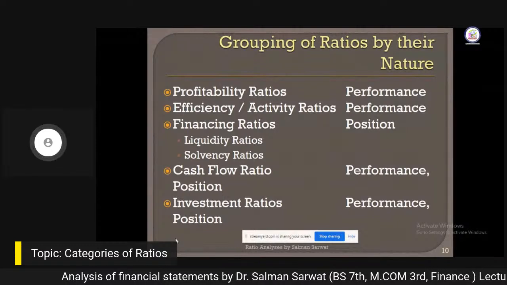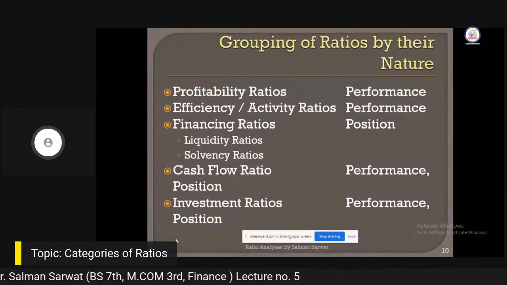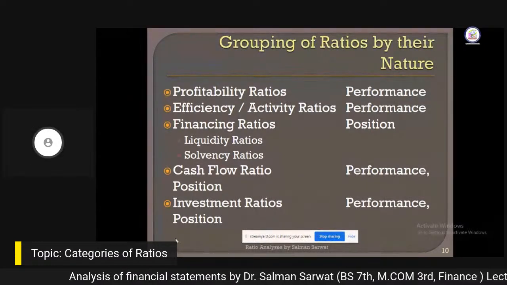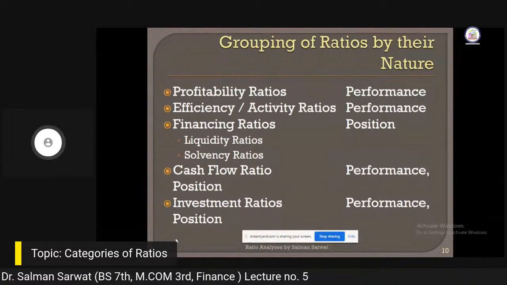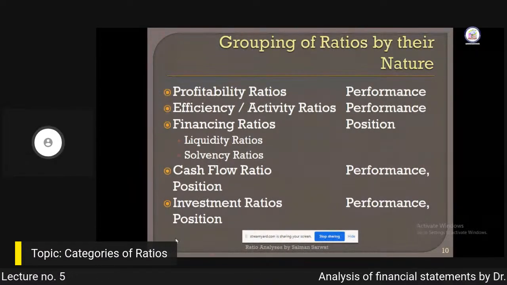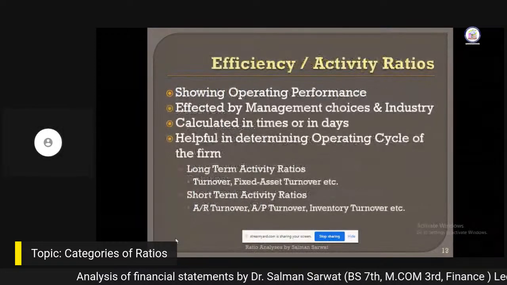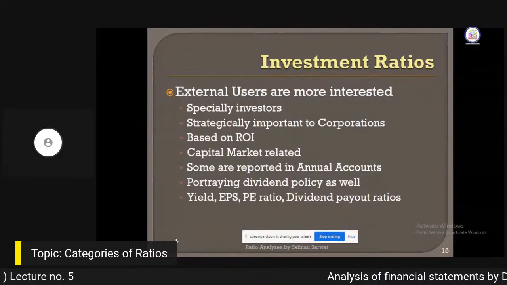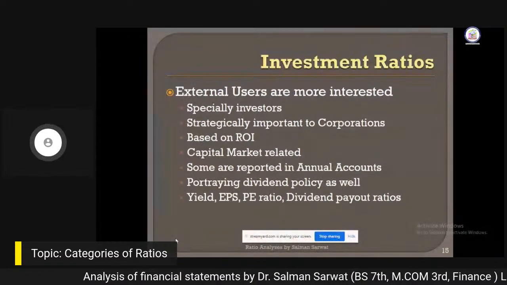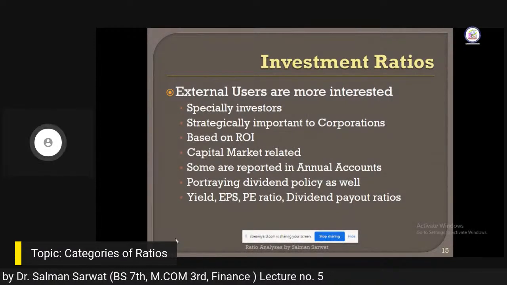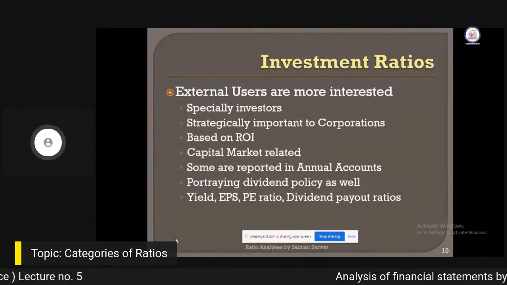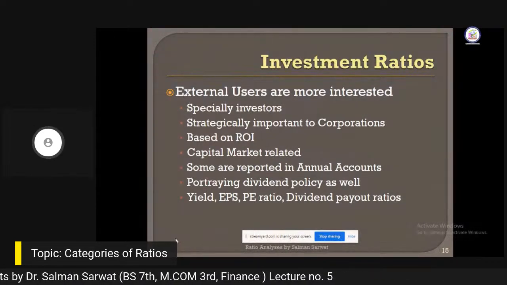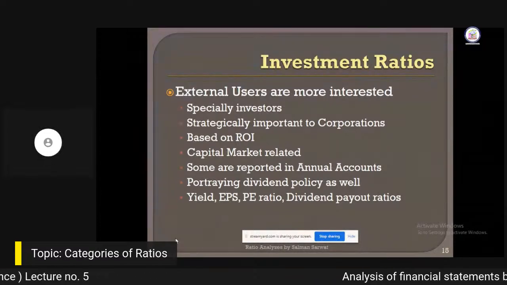Investment ratios are the ratios in which external users are more interested, because they provide a very clear insight about the investment opportunity in a company. And after discussing this slide, we individually discussed each category of the ratios in detail. From next session onward, we will be discussing how to calculate each ratio. Let's suppose we will be discussing how we are going to calculate profitability margins, and in order to calculate profitability margins, how to extract figures from the income statement.